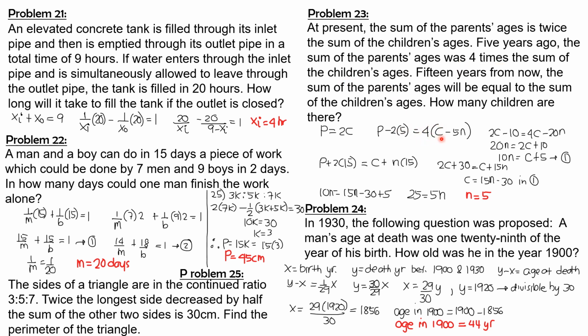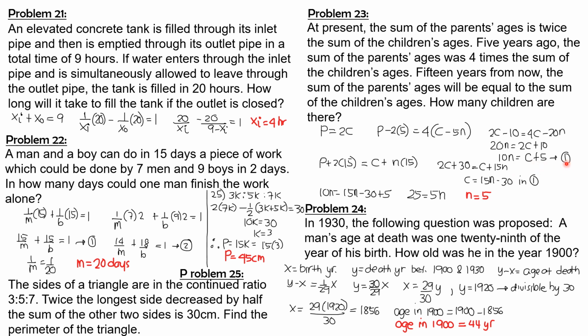So the sum of the children's ages 5 years ago would be the sum of the present ages of the children minus 5 years times the number of children. So each child should be subtracted by 5 in age. So that's why we have 5n. Simplifying, replacing P by 2C, 2C minus 10 equals 4C minus 20n. So that means 20n is 2C plus 10. Divide everything by 2. So 10n equals C plus 5.